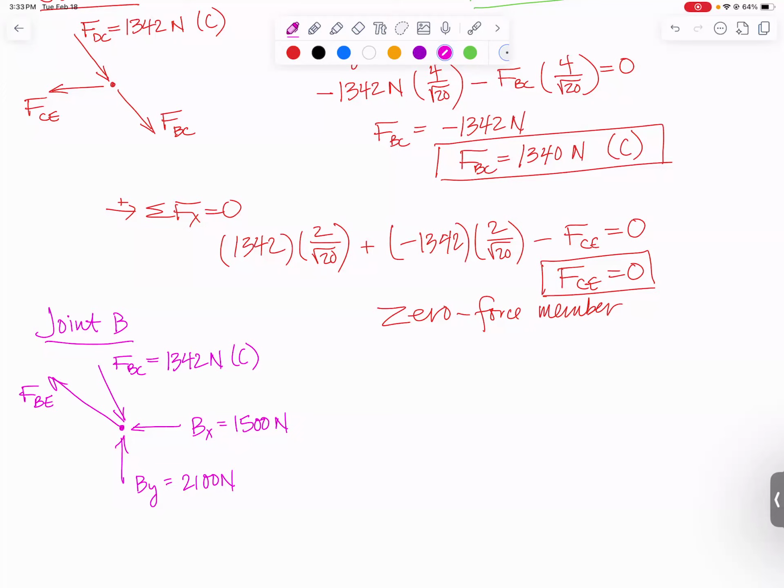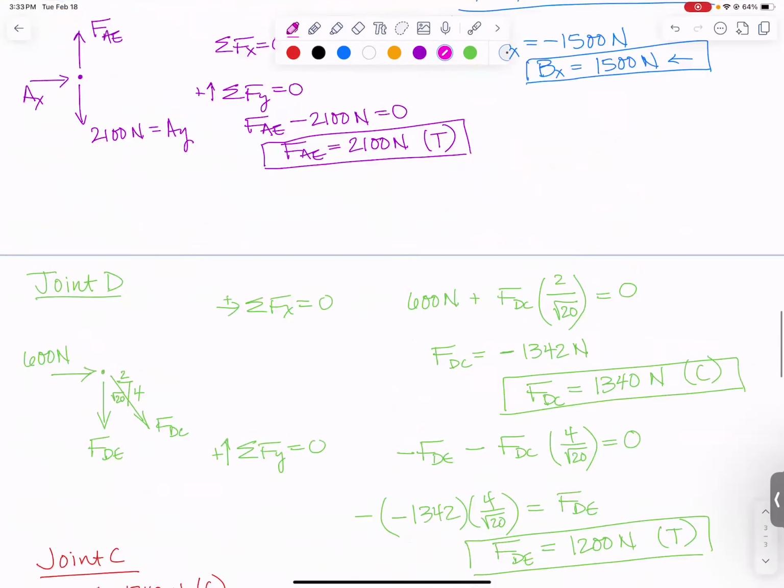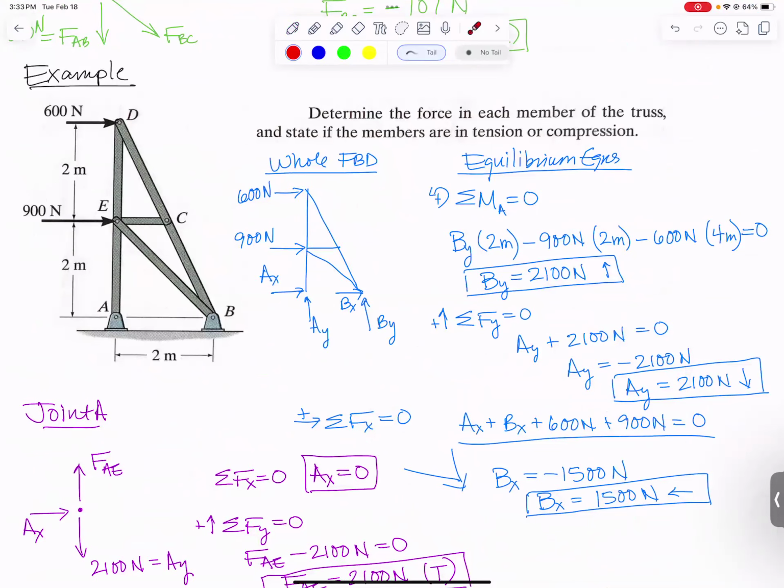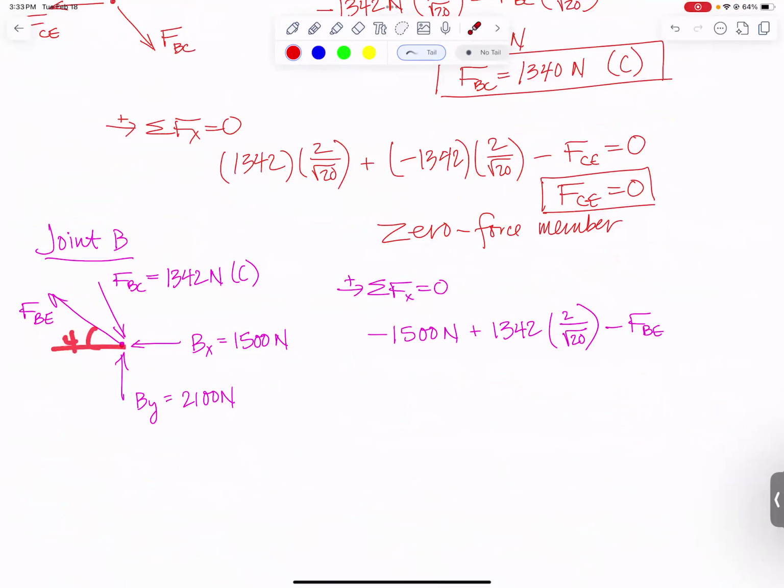Let's solve for it. We can either sum forces in the X or sum forces in the Y. If we do the X direction, we get minus 1500 newtons from BX plus a component of the 1342 from that compressive force from BC. And I need the X component, which will be 2 over square root of 20. And then finally, I need minus FBE, and I need to figure out what angle that is. Going all the way back up to the picture, it goes left 2 and up 2. Oh, that's a 45-degree angle. So if this is a 45-degree angle, I just need to use cosine of 45 equals 0.